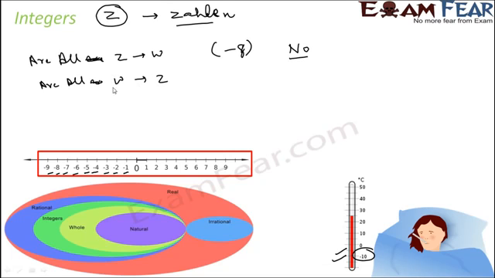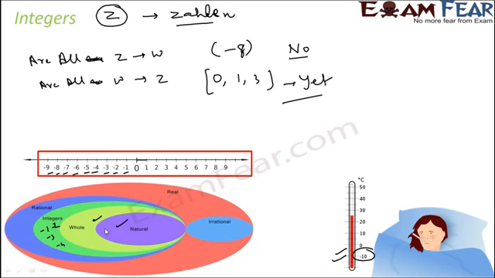Let's take this one. Are all whole numbers integers? Let's take any whole number. Whole numbers are 0, plus 1, 3. All these numbers are actually integers. So all these whole numbers or natural numbers will actually be integers. But all the integers may not be whole numbers or natural numbers, because these are negative numbers, -1, -2, -3, -4. All these are integers, but they are not whole numbers or natural numbers.